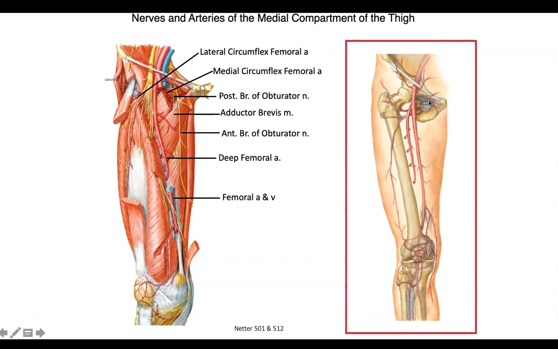Obturator artery is a branch of the internal iliac artery. It enters into the medial compartment of the thigh through the obturator canal, and that also supplies blood to the medial compartment of the thigh. But mainly the deep femoral artery and its perforating branches supply the medial compartment of the thigh.